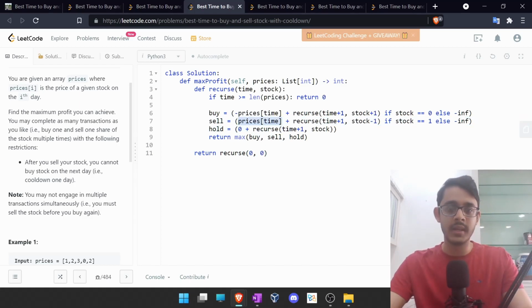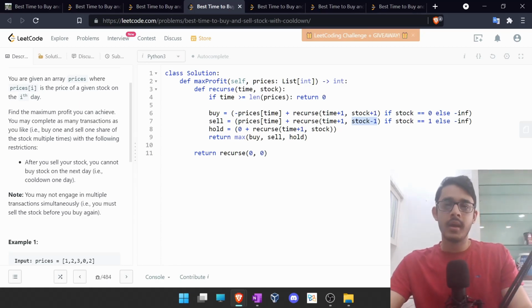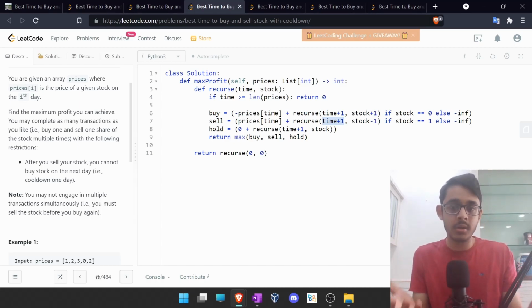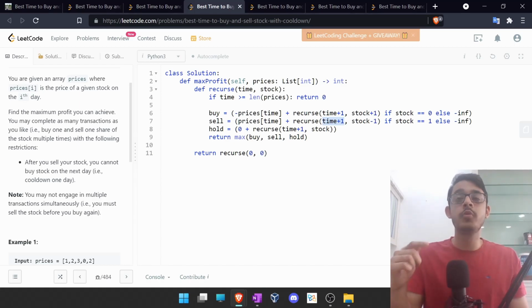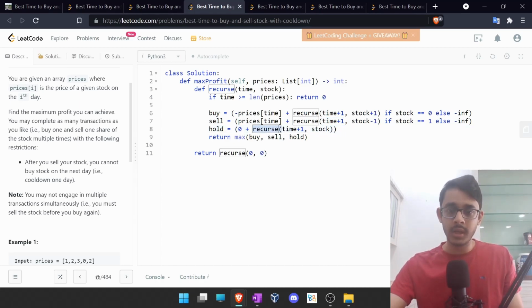So earlier we could sell, we could get the profits, and we could return with time plus 1 and stock minus 1. Stock minus 1 was to sell the stock, basically reduce by the count of 1. And time plus 1 said that I'm going to look into what happens in the next time step. But cooldown says that you have to wait one more day. You have to take a hold action forcefully the next day. What happens in the hold action? The only thing hold action does is increase the time by 1 and pass the stock as is.